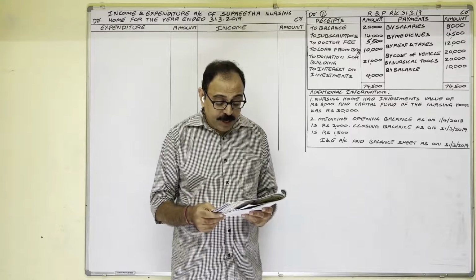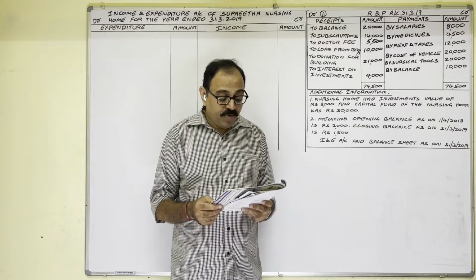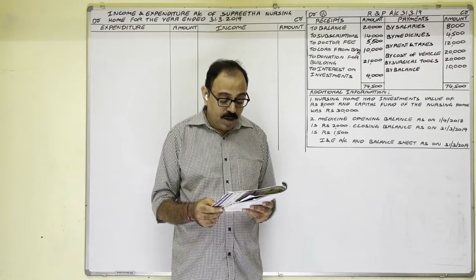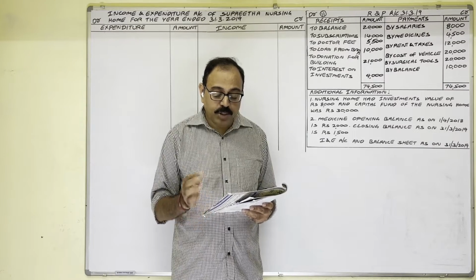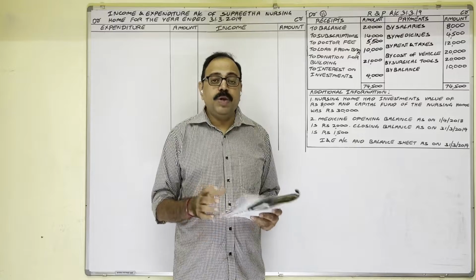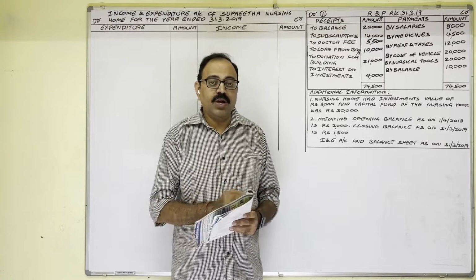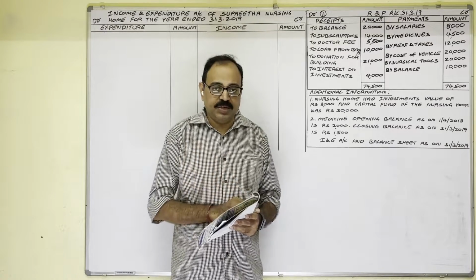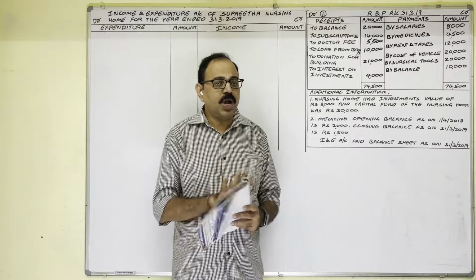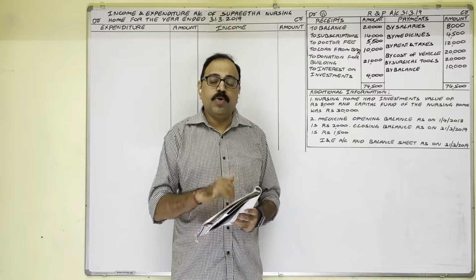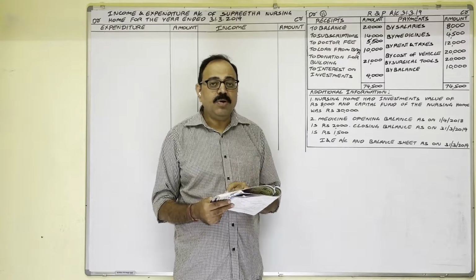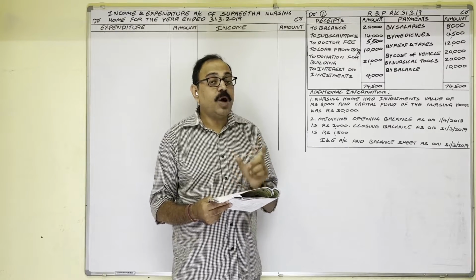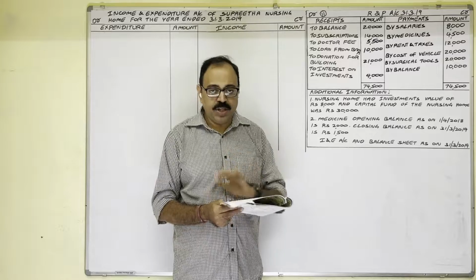Prepare income and expenditure account and balance sheet from the following receipts and payments account of Suprita Nursing Home for the year ended 31st March 2019. Suprita Nursing Home is a not-for-profit organization. Their main purpose is not to earn profits, but to provide medical service to the public. Their receipts and payments account for the year ended 31st March 2019 is given in the question.